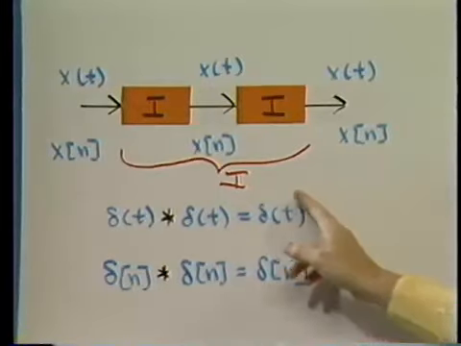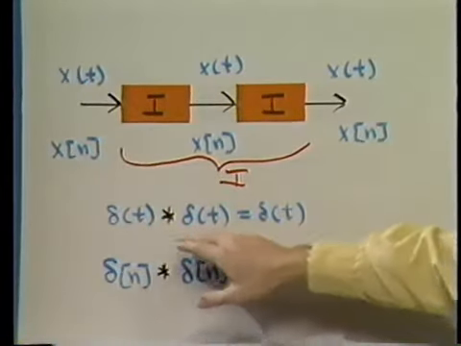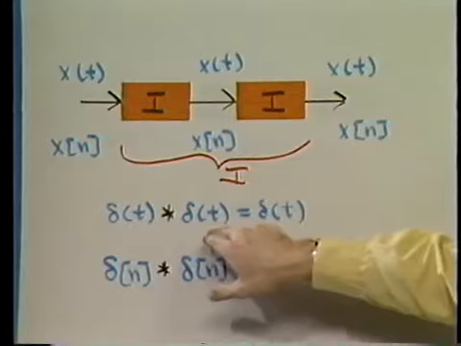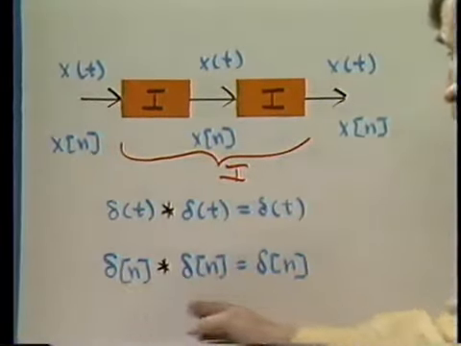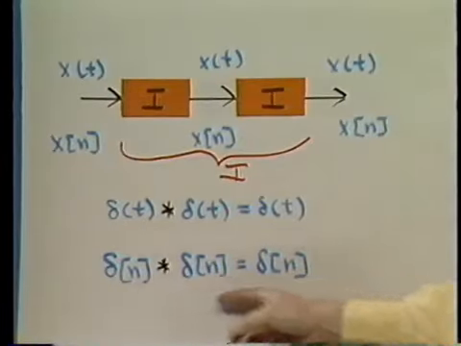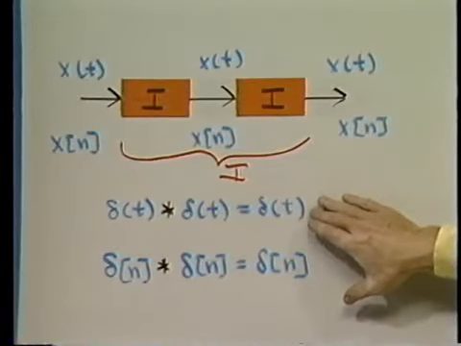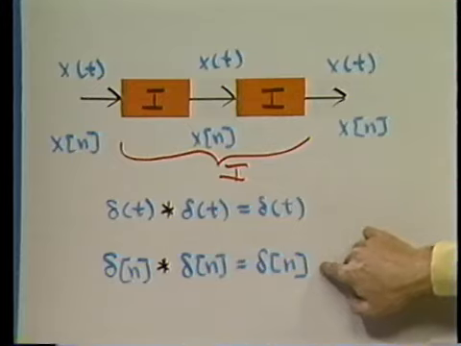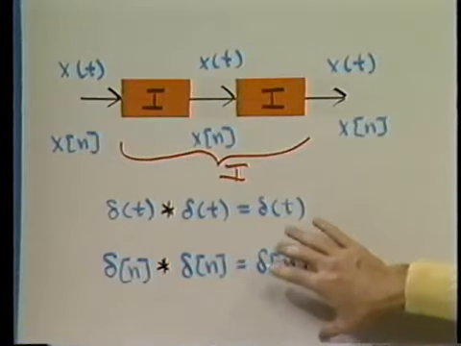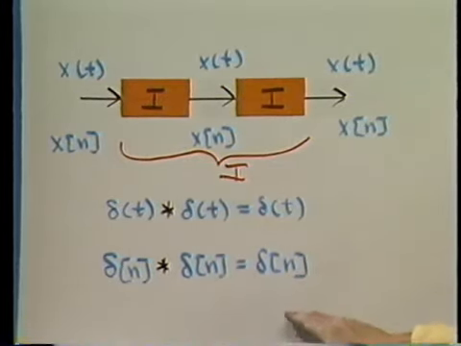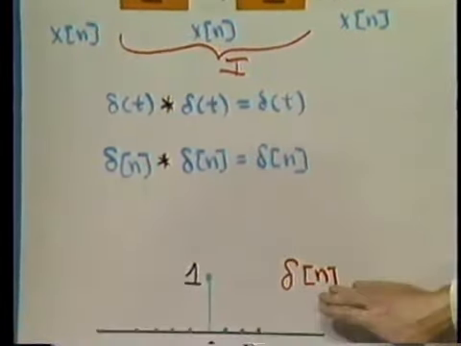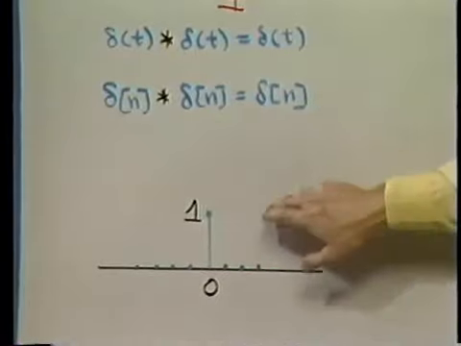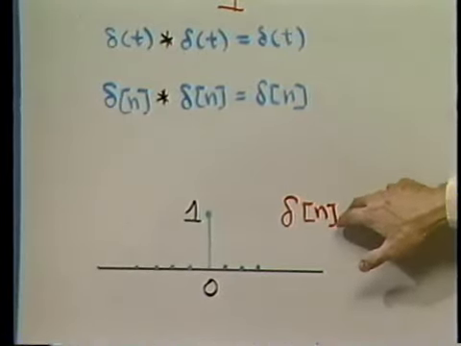So for continuous time, we require then that an impulse convolved with itself is an impulse, and the same thing for discrete time. Now, in discrete time, we don't have any particular problem with that. If you think about convolving these together, it's a straightforward mathematical operation since the impulse in discrete time is very nicely defined.